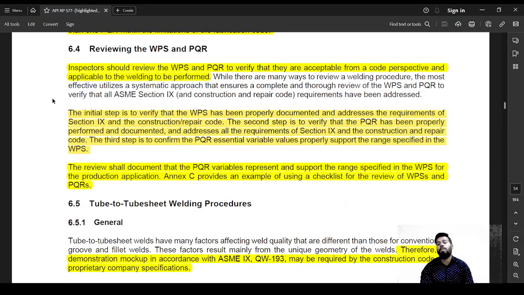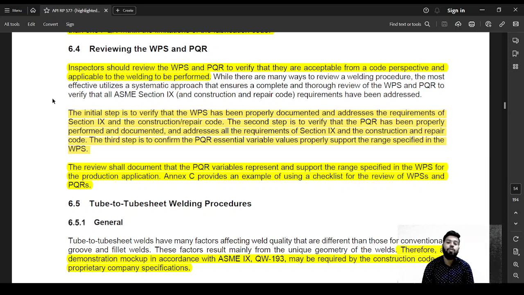Our main job as an authorized inspector is going to be reviewing the WPS and PQR. So the inspector should review the WPS and PQR to verify that they are acceptable from the code perspective and applicable to the welding to be performed. The initial step is to verify that the WPS has been properly documented and addresses the requirements of Section 9 and the construction and repair code.